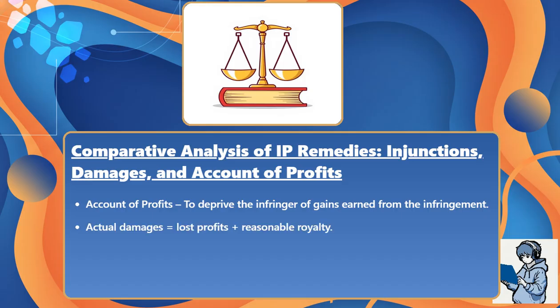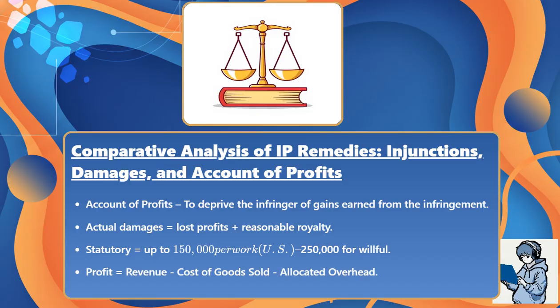Actual damages equals lost profits plus reasonable royalty. Statutory equals up to $150,000 per work in the United States, $250,000 for willful infringement. Profit equals revenue minus cost of goods sold minus allocated overhead.